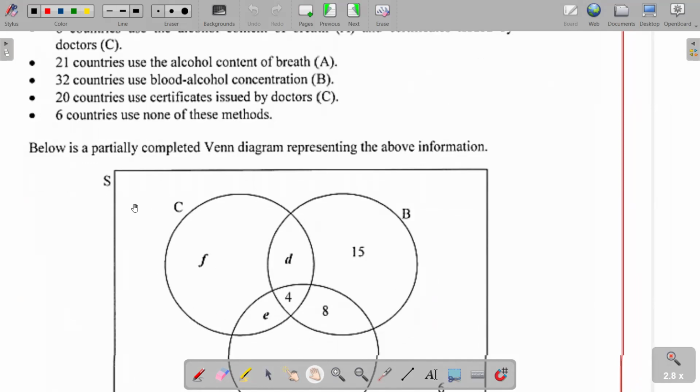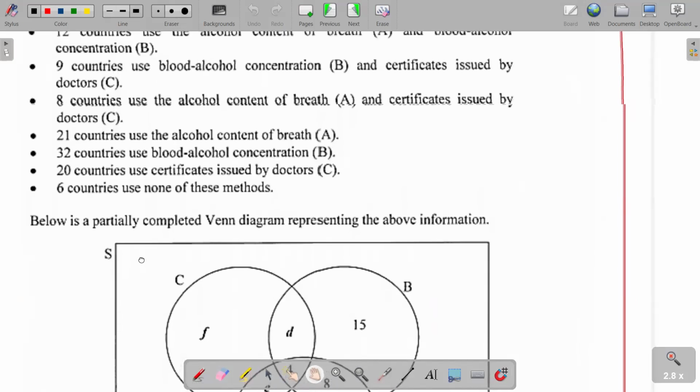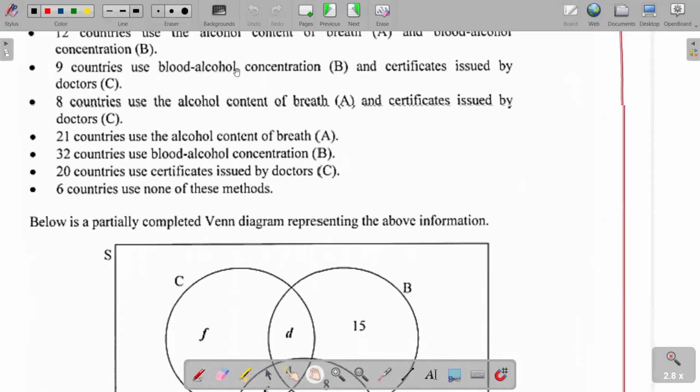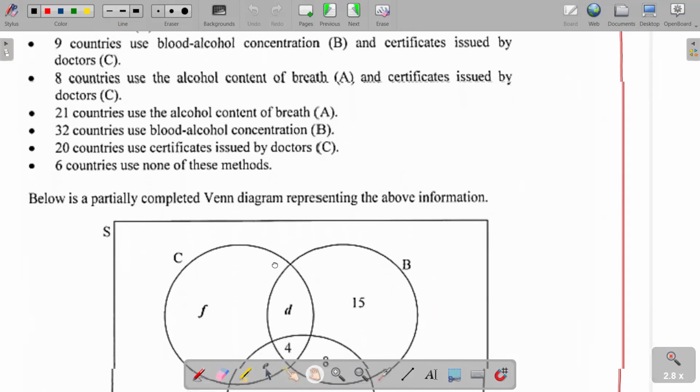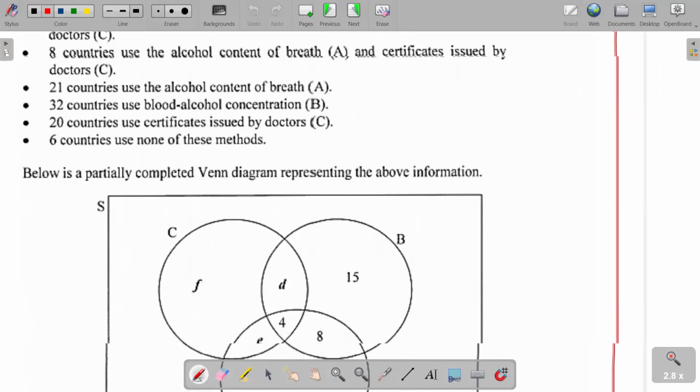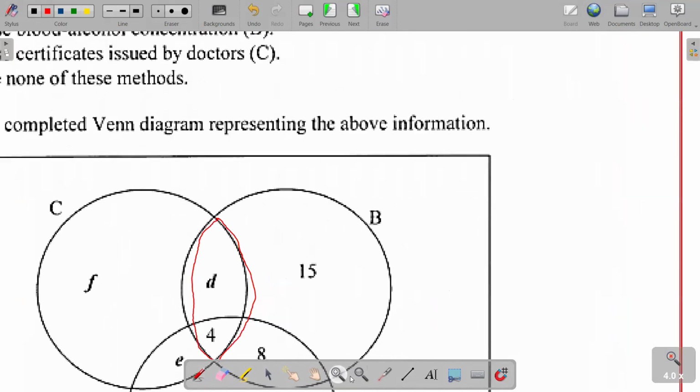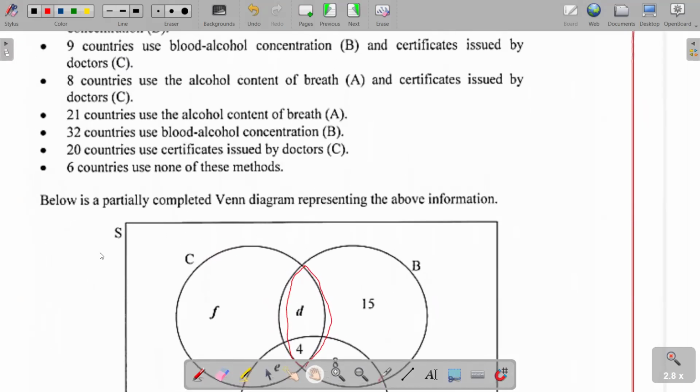But if you are to check, there's something which they said here about B and C. They said 9 countries use blood alcohol concentration, which is B, and certificate issued by doctors, which is C. So 9 countries use B and C. According to what we are provided, there are 9 countries which are using B and C, because that part is representing B and C.